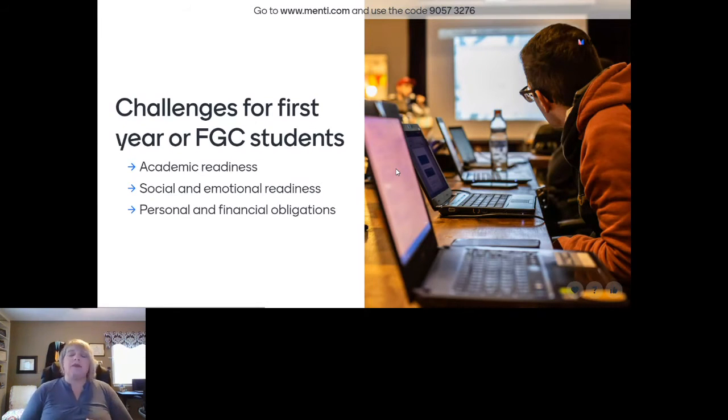Personal and financial obligations. And for me, this is one that I see a lot with my students. They have to make the choice between: do I pay my tuition? Do I pay my rent? Do I get gas? Do I get lunch to pay my tuition? And I often struggle to tell them, we do have resources in the college to help you, but if they don't know how to access them.